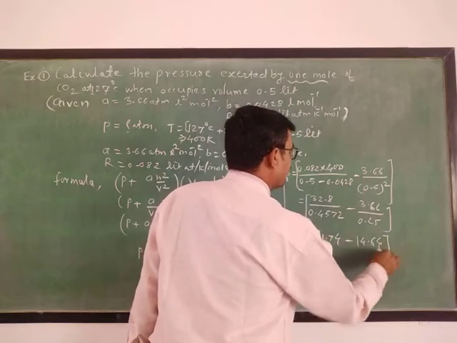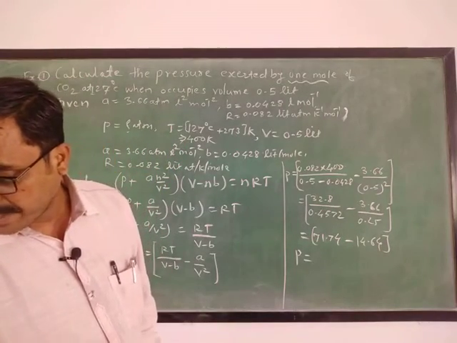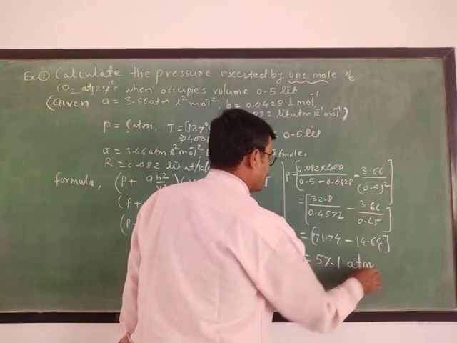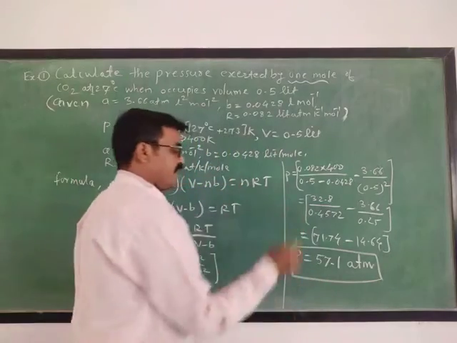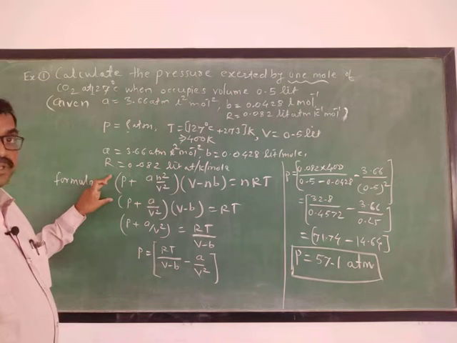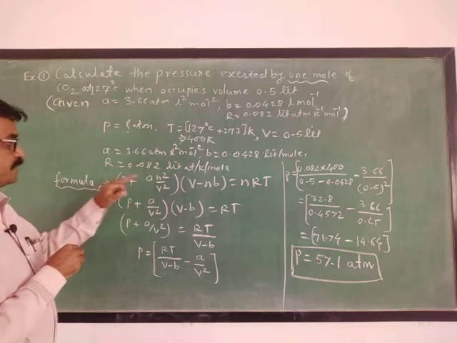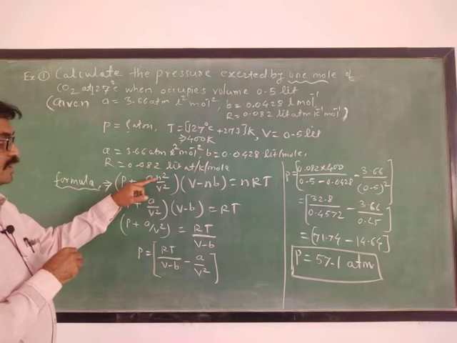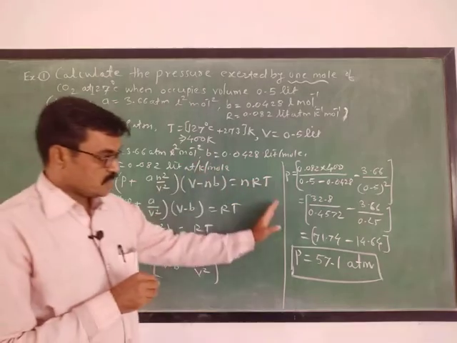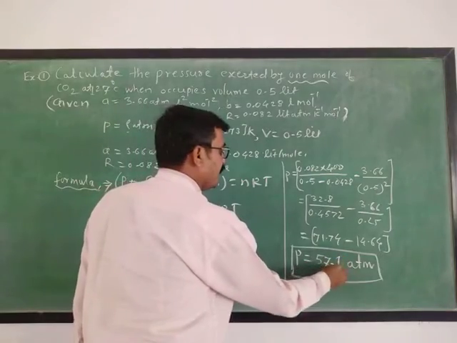After this subtraction you will get the value of P as 57.10, or 57.1 atmospheres. In this way, it is a quite simple numerical. You only must know the van der Waals equation. If you know it, then put here the value of number of moles of gas, here 1, and the remaining terms, and so on. Pressure will be 57.1 atmosphere. This is the value of pressure.